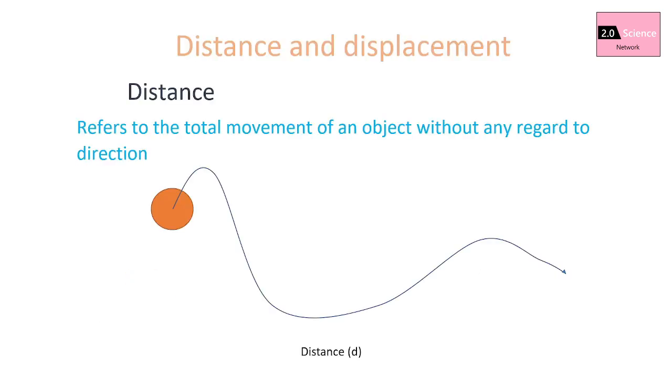First of all, we can start with the distance. What is meant by distance? Distance refers to the total movement of an object without any regard to direction. Measured in meters. Distance is the measure of how much ground an object has covered during its motion. It is the actual length the body is moving. In this example, you can see the path of actual length the moving object travels.